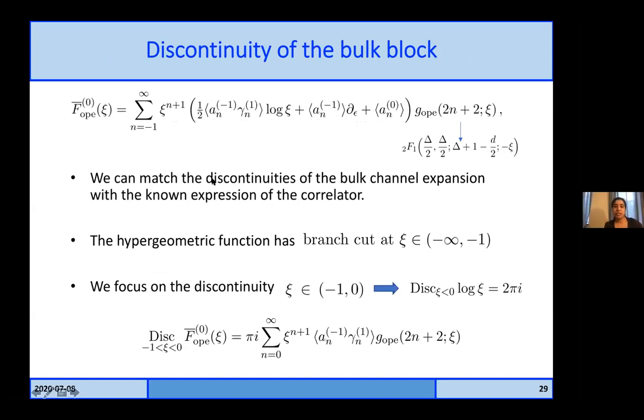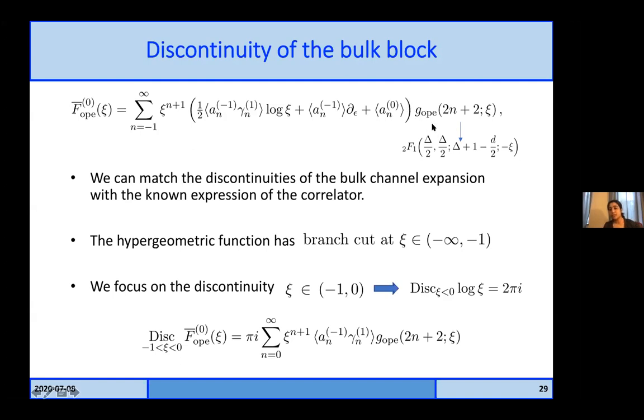Okay, so now we look at the next order term from the boundary channel. At this point, instead of matching the full correlator from both sides, we will match the discontinuities of the bulk channel. And since we already know the correlator, the left-hand side is simpler.